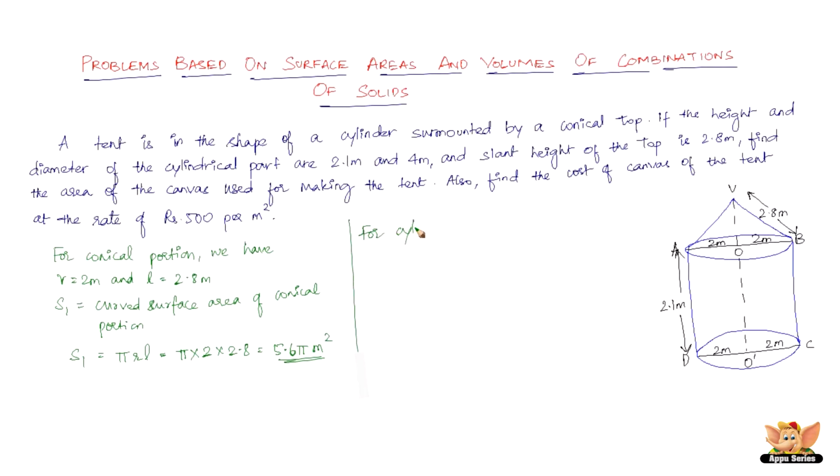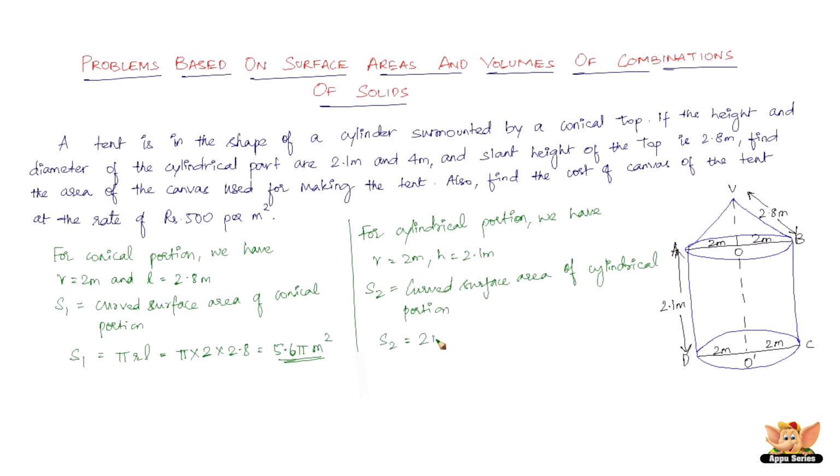So for the cylindrical portion, we have R equals 2 meters. The radius is 2 meters, right? Because the cone is also the same, as it's got the cylindrical top as its base. The height is mentioned as 2.1 meters. Let's take the curved surface area of the cylindrical portion as S2.